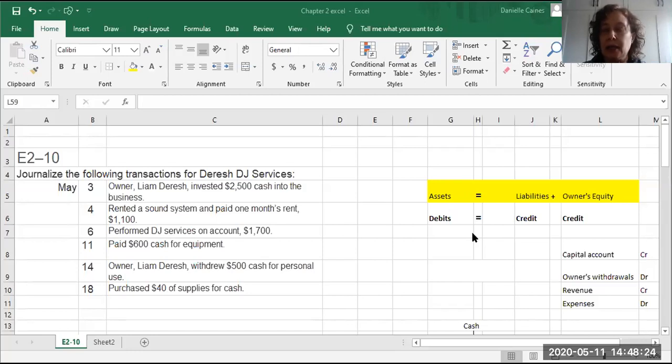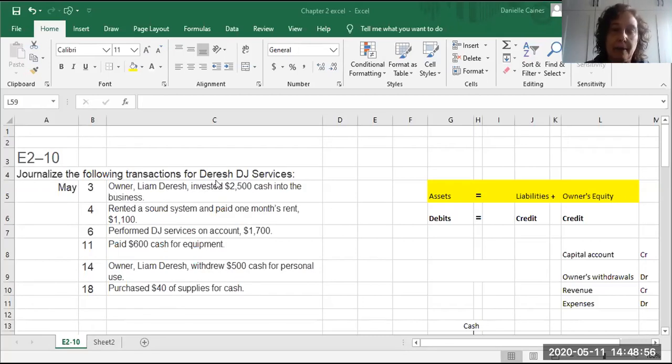This is Accounting 1030, and today I'm going to solve a problem in Chapter 2. It's E2-10. In this problem, it's asking us to create journal entries for these six transactions that took place in May for Liam Darish's business. Besides doing the journal entries, we're going to practice putting our entries in T accounts also. So let's walk through that.